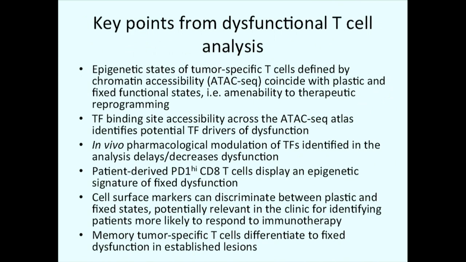And I think I'm running out of time, so I will just summarize and tell you really quickly, if I can, about a few other things going on in the lab. So just to summarize the study, and the paper is out as of a few weeks ago, we defined epigenetic states of tumor-specific T cells. We showed that they differentiate to dysfunction through two discrete states, this plastic state that can still be rescued therapeutically, and a fixed dysfunctional state that can no longer be rescued through immunotherapeutic programming.